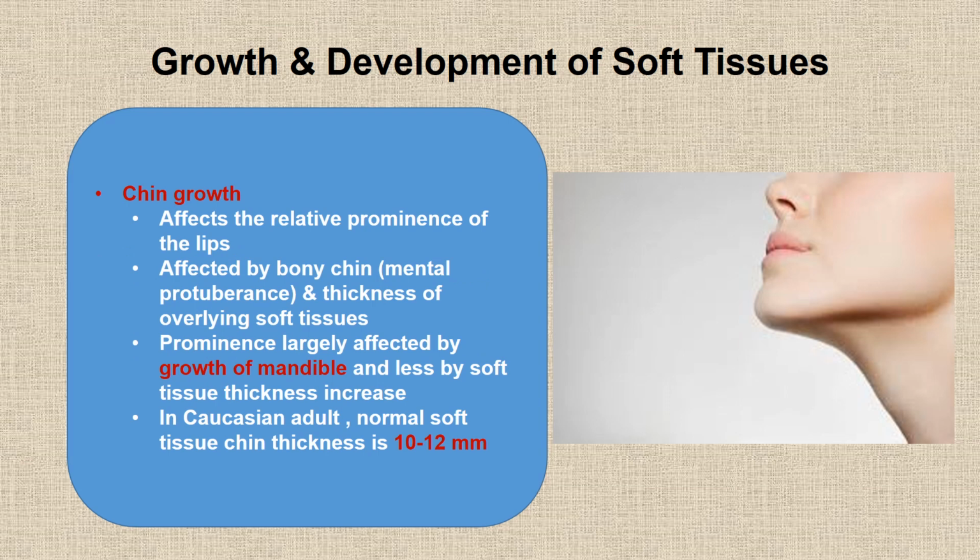Chin. Now, the chin also affects the relative prominence of the lips, and the chin is affected by the bony chin, or the mental protuberance, as well as the thickness of the overlying soft tissues. The prominence is largely affected by the growth of the mandible and less by the soft tissue thickness increase. In a Caucasian adult, normal soft tissue chin thickness is about 10 to 12 millimeters.